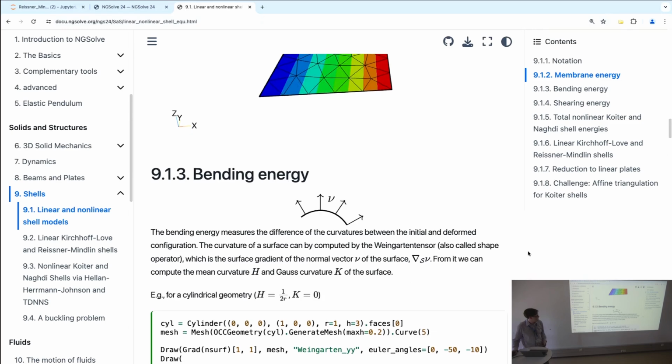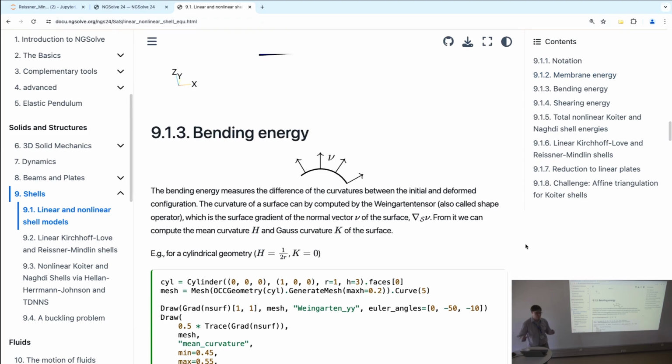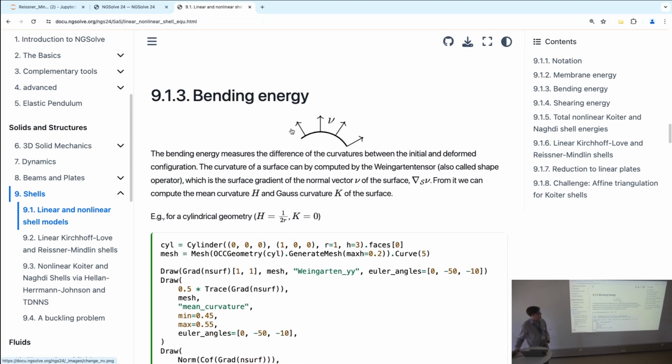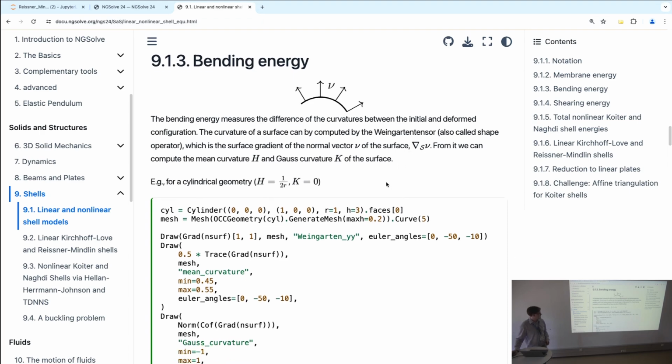And the second important energy is the bending energy, which one can motivate by the curvature. So if your geometry bends, then the deformed configuration is now a curved surface. So one needs to understand a little bit about differential geometry and curvature. So if we have a surface like this, and we have the normal vector, then we see the normal vector changes if the surface is curved. So if you compute the surface gradient of the normal vector, then we get the curvature information. So this is then also called the Weingarten tensor, or shape operator, or also second fundamental form if you write it in the correct way.